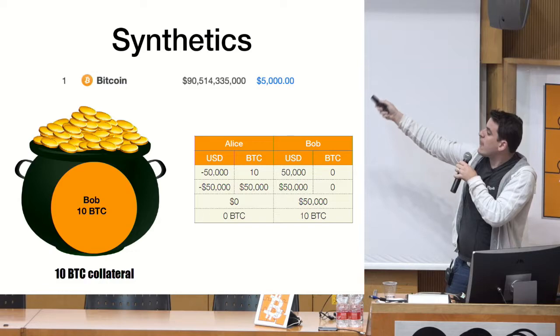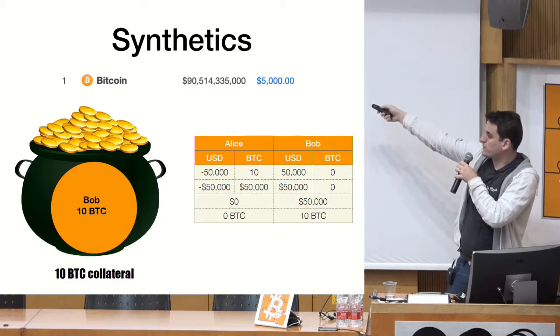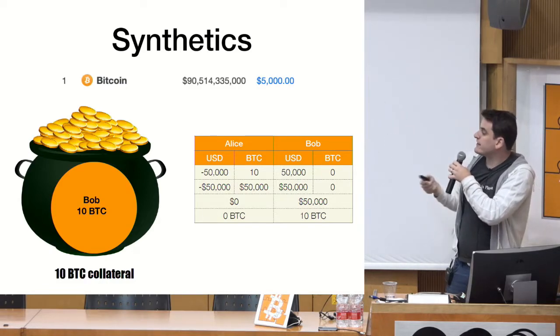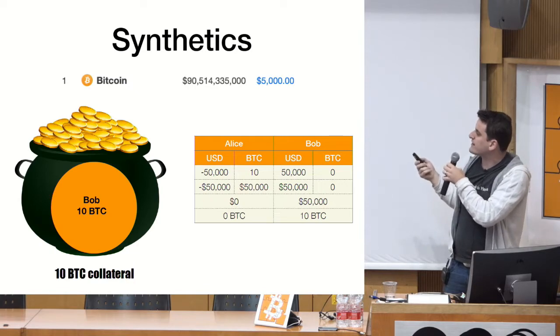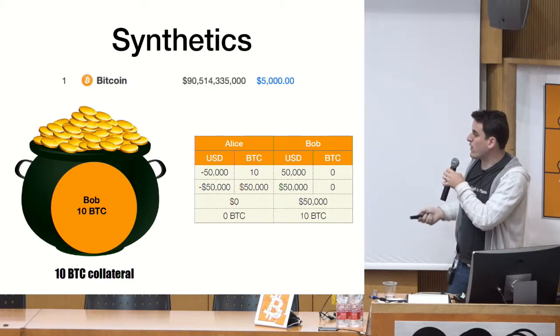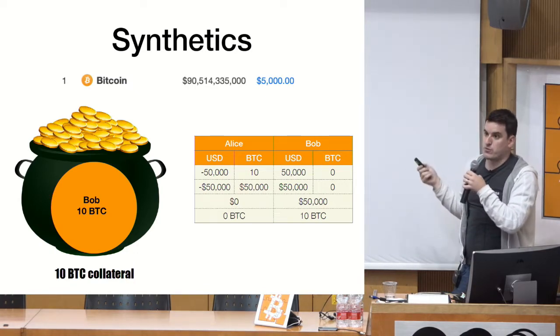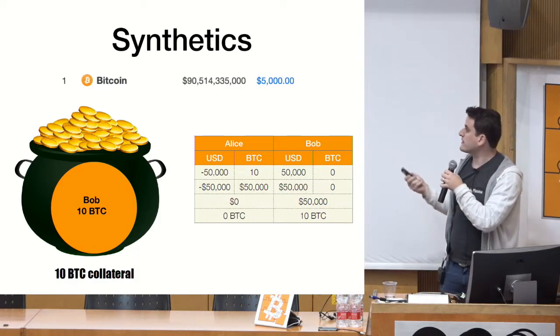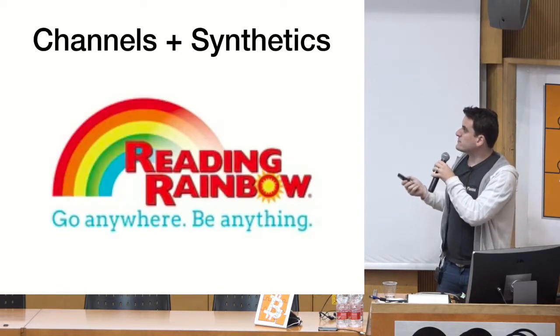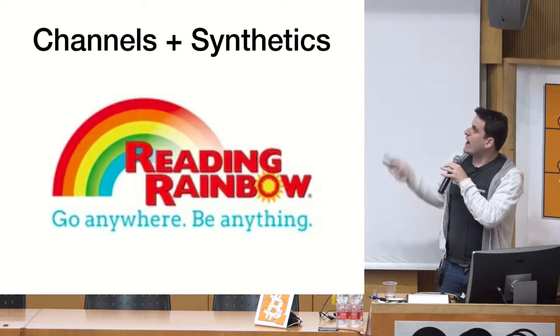So now Bob, at this point, suddenly becomes exposed to the price of Bitcoin. He doesn't lose value exactly, but he loses the exposure that he wanted. So at this point, Bob would want to close this position, most likely. All right, so why did I describe both these things to you?